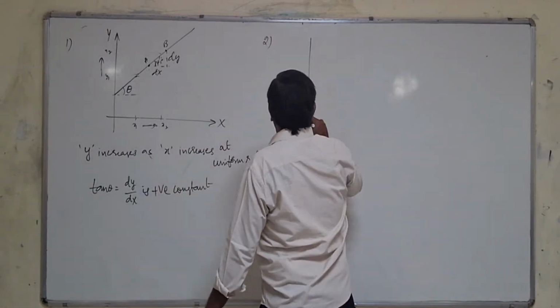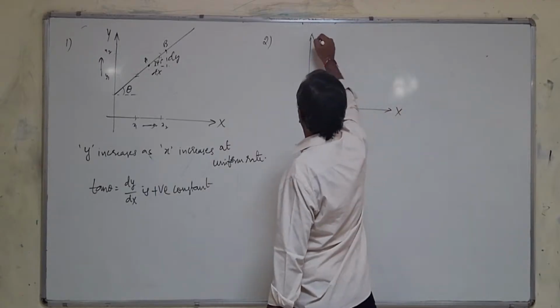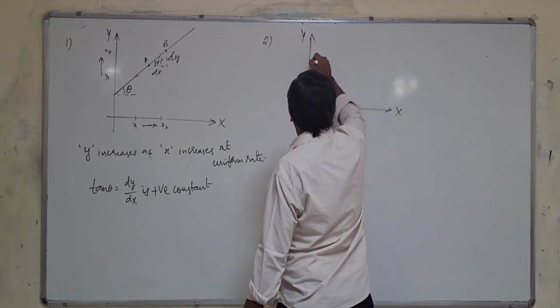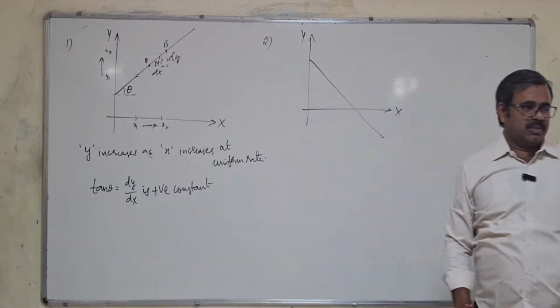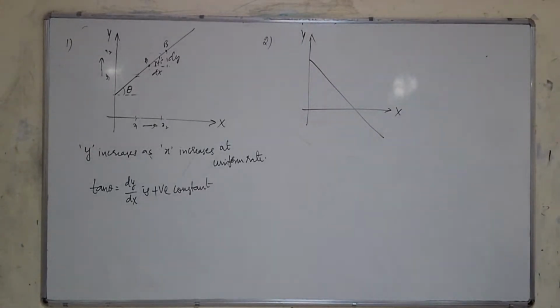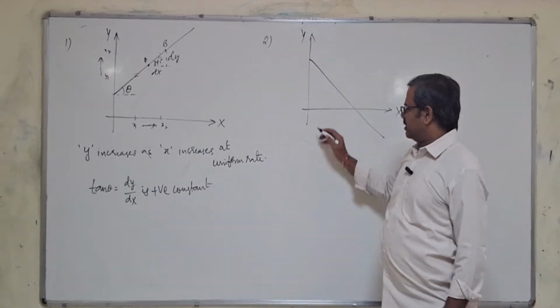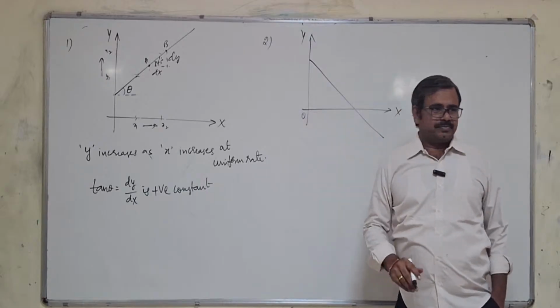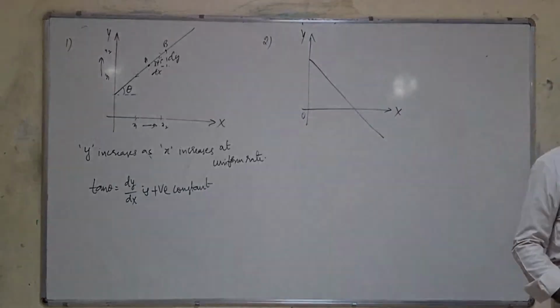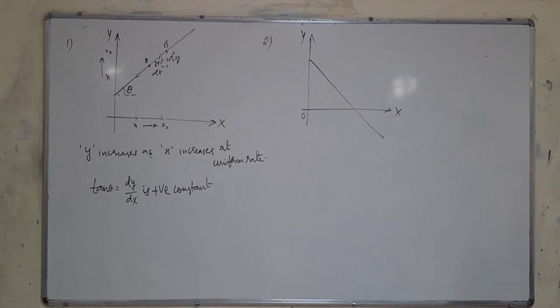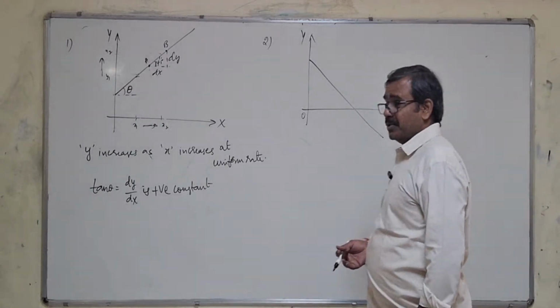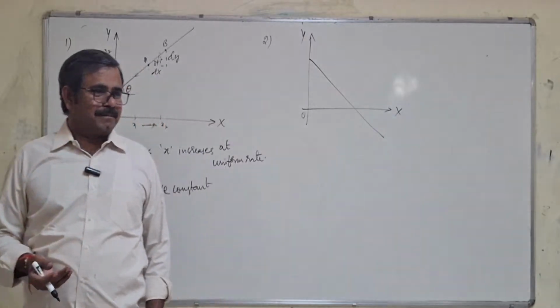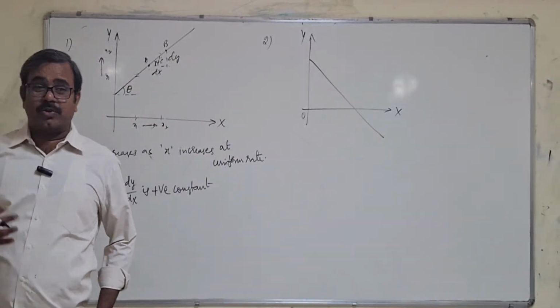Let me draw one more graph. Tell me the story that this graph tells you. This is also a straight line graph. Tell me, how is the second graph different from the first graph? Slope is negative constant. Very good. So what do we mean by it? What do we mean by slope is negative?